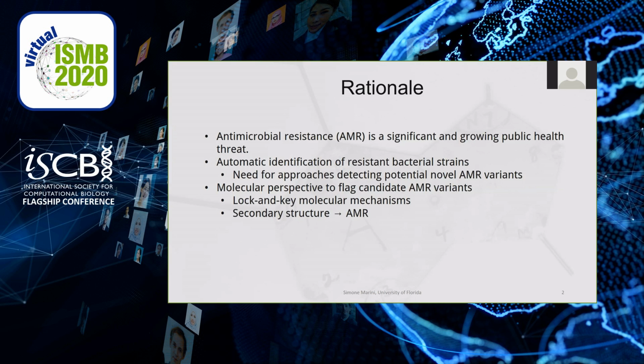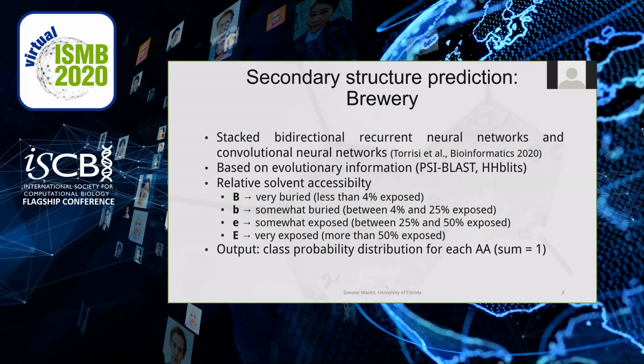The idea from a molecular perspective is that the variant changes the secondary structure, well, in general, the structure of the protein that is encoded, and this alters the way that the protein interacts with its surrounding molecular environment, hence the resistance. As a consequence, we could be able to predict AMR based on the knowledge of the secondary structure or the variation in the secondary structure.